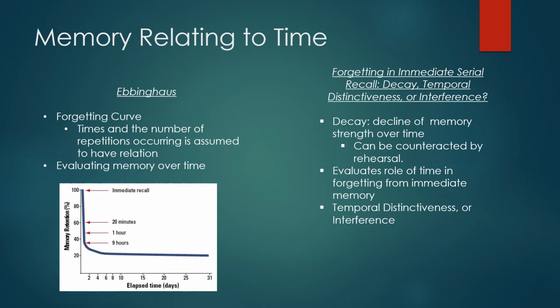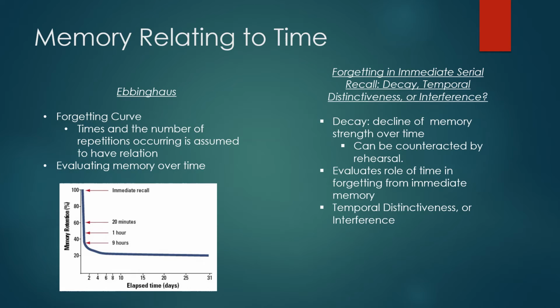In Ebbinghaus's work, he finds the forgetting curve. The forgetting curve shows how much memory was recalled over a certain amount of time after learning the material. He found that as time furthers from the point of memorization, recollection decreases. In Ebbinghaus's article, he mentions his assumptions that the time taken to memorize and the number of repetitions occurring are related. And I think that this can relate to rehearsal, as the forgetting and immediate serial recall article mentions when it mentions countering decay.